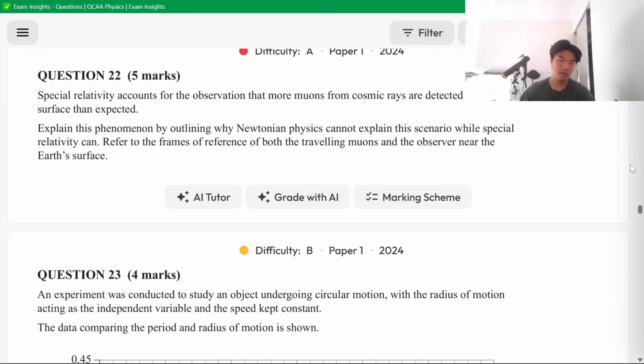Special relativity accounts for the observation that more muons from cosmic rays are detected near Earth's surface than expected. Explain this phenomenon by outlining why Newtonian physics cannot explain the scenario, while special relativity can. So refer to the frames of reference of both the traveling muons and the observer near the Earth's surface. Okay.